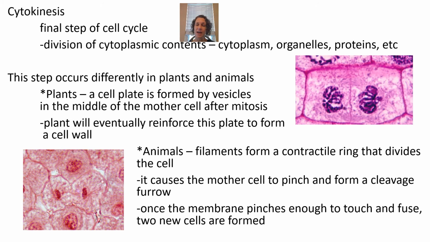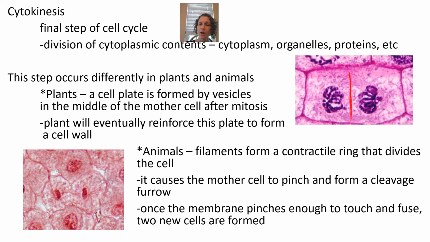And now cytokinesis. This is the final step. This is the division of everything else. So all of the cytoplasmic content. So the cytoplasm itself, the organelles, the proteins, all that stuff. And depending on a plant or an animal, this happens a little bit differently. Plants form a cell plate. And so this, I'll kind of draw it in a little bit more.